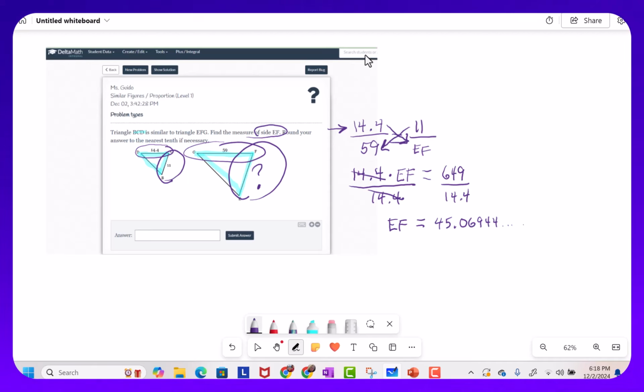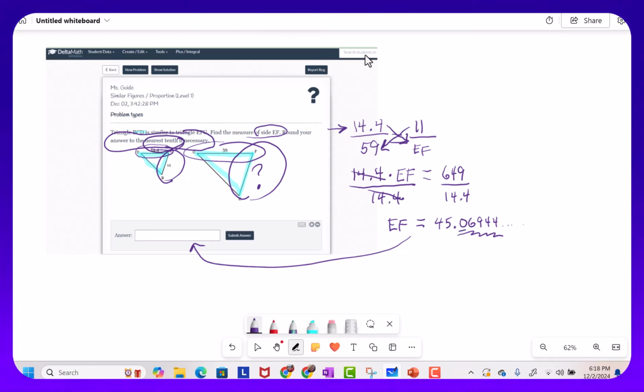If you were to take that answer and type it over here in the answer box and click submit, it would tell you that you are wrong. So you always want to be careful when you get one of these long decimals to go back and look at the directions. Notice that the direction says that we should round our answer to the nearest tenth.